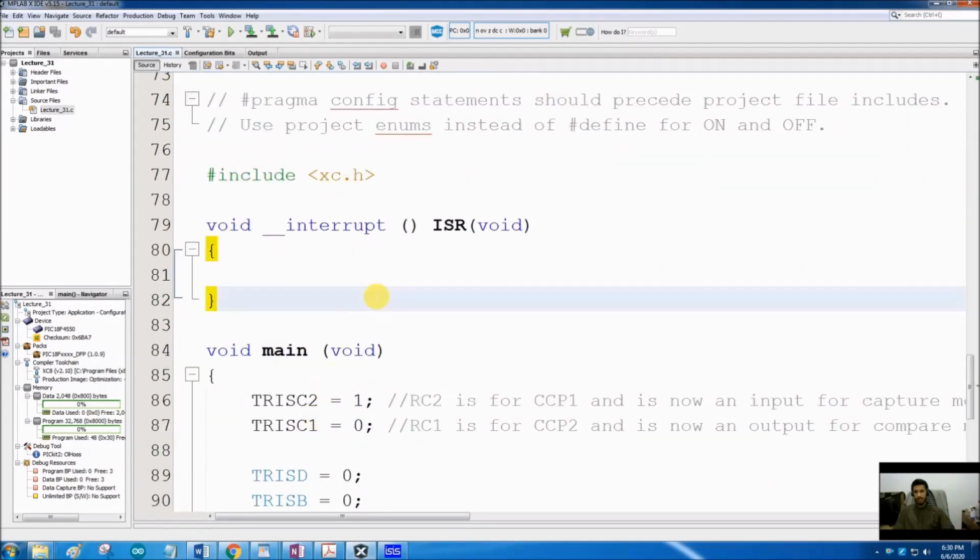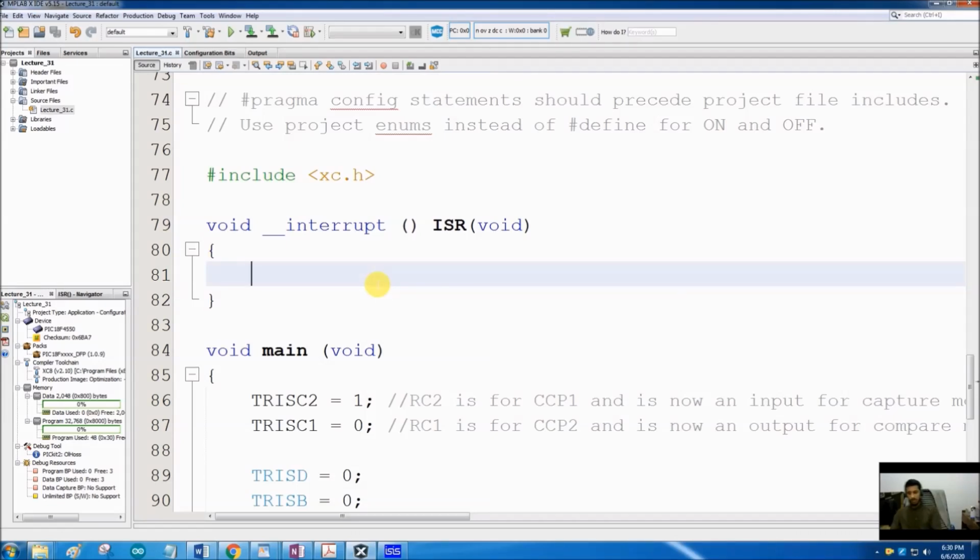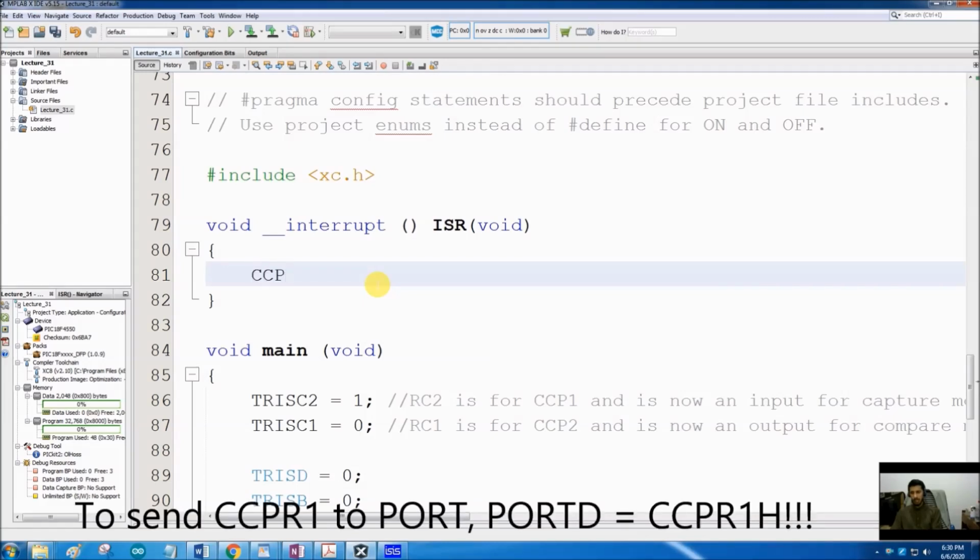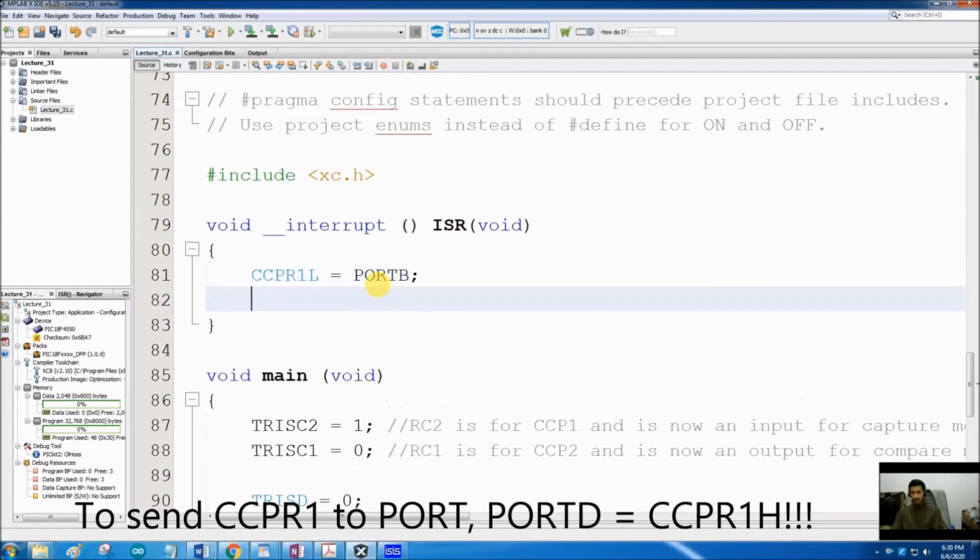So let's go to the interrupt service routine and display the value on port. Which value? The captured value. Where is the value captured? In CCP-R1L. This is the lower register, so let's send the lower register to port B, and CCP-R1H, the higher register, to port D.